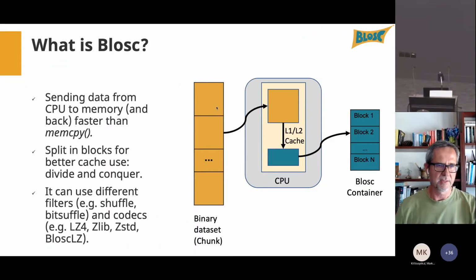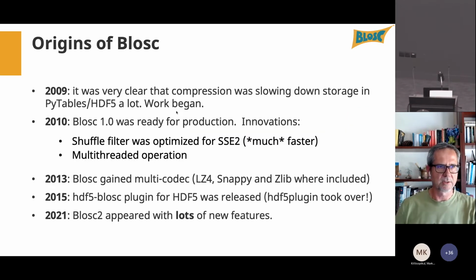Okay, so after this shameless plug, let me go back to what is Blosc. Blosc is all about sending data from the CPU to memory faster than memcpy. This is the goal. It works by splitting the data in blocks for better cache use, in the typical divide and conquer approach. It can use different filters like shuffle and bitshuffle, and different codecs like LZ4, zlib, the standard, whatever. So that's the introduction to Blosc.